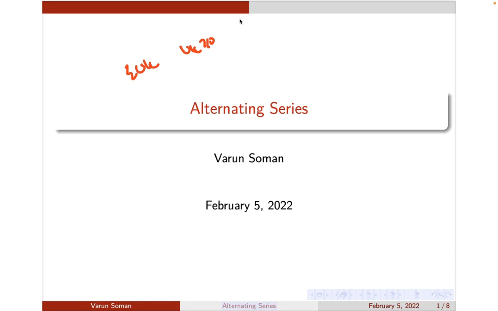Okay, so your series in general need not be a positive term series. It can have negative terms, it can have positive terms or anything, it can be in any pattern. So now we will be focusing on a special type of series called alternating series.